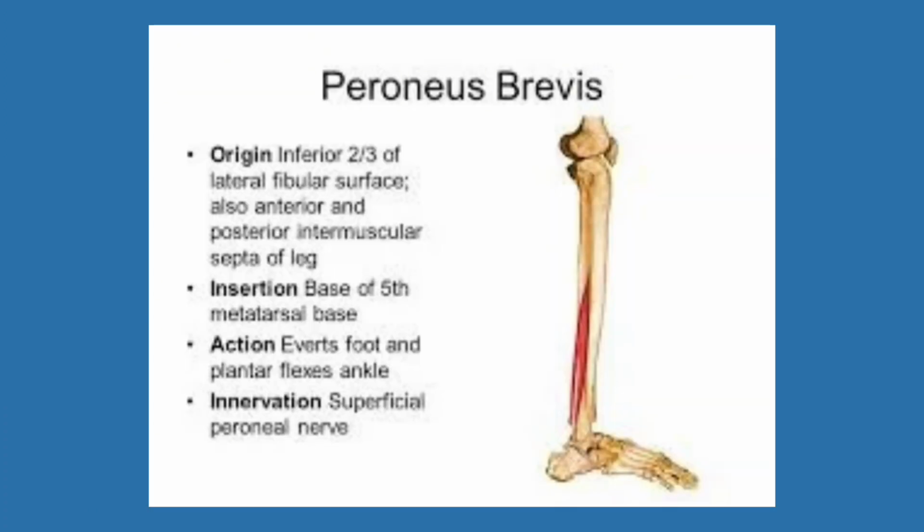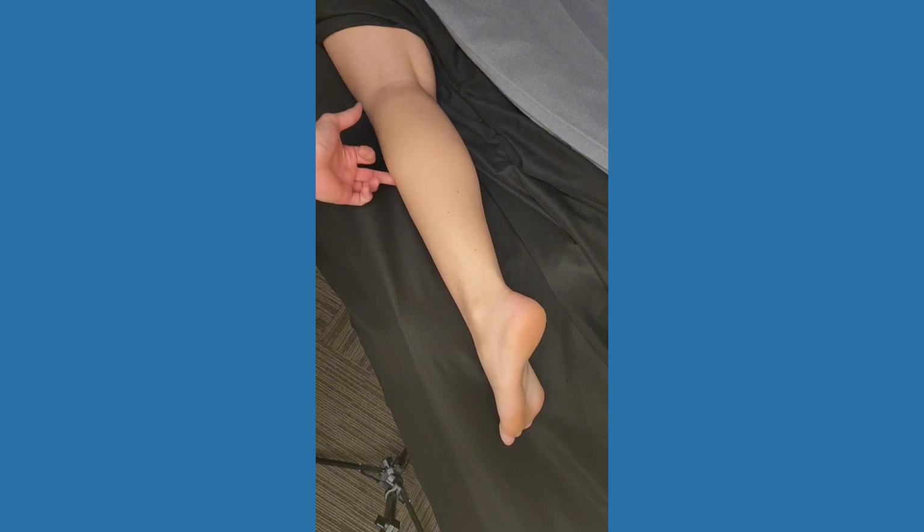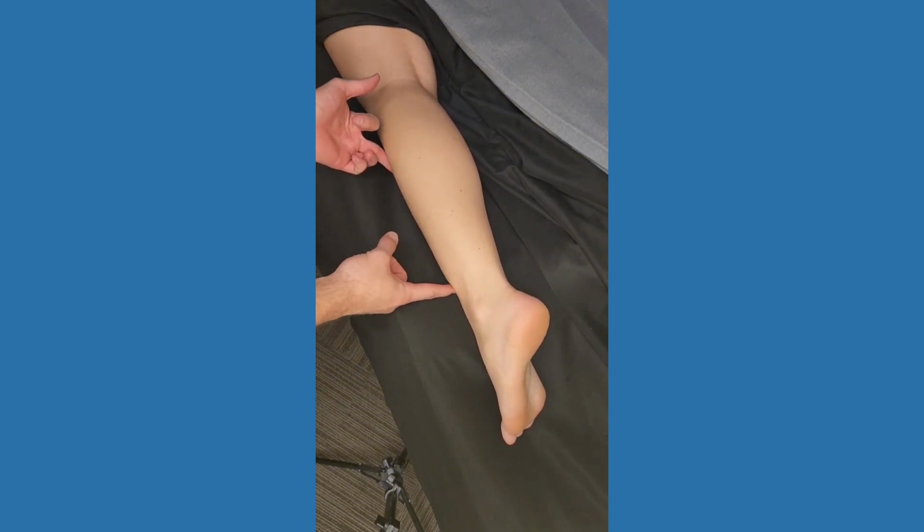Fibularis brevis, or peroneus brevis, will originate at the distal 2/3 of the lateral fibula and will insert at the tuberosity of the fifth metatarsal.